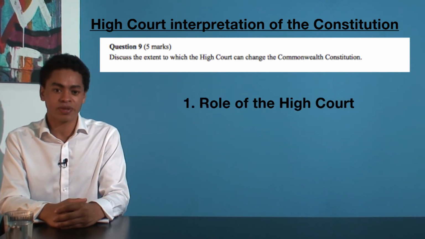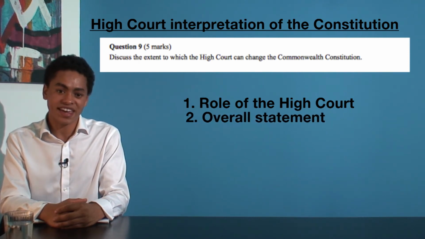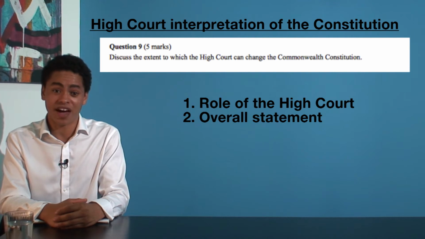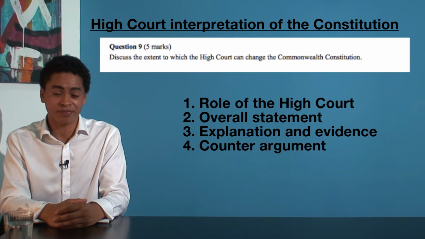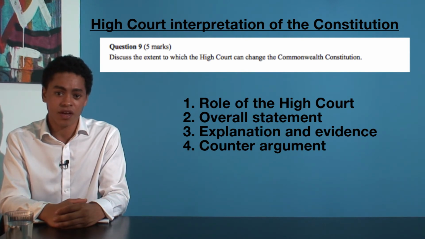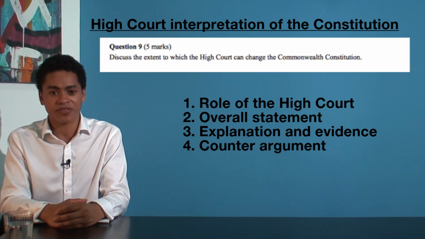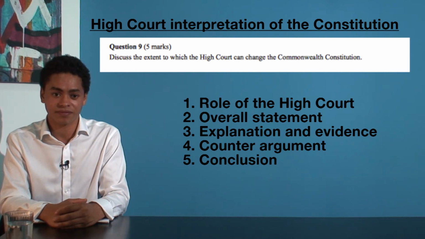First, you need to explain what role the High Court has in relation to the Constitution, and state how much influence you believe the High Court has over the Constitution. Then you need to justify your statement with an explanation and evidence, while also discussing the counter-argument. For example, if you stated that the High Court has a lot of influence over the Constitution, you also need to consider the argument that the High Court does not really influence the Constitution. Then, finish your answer with a concluding sentence.